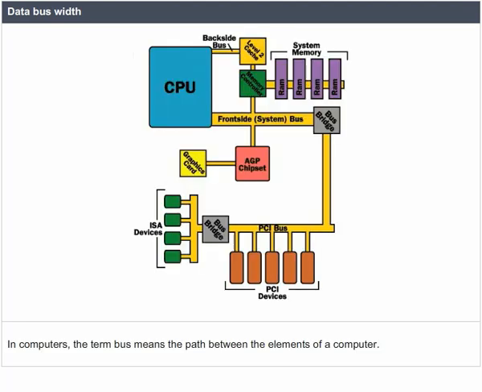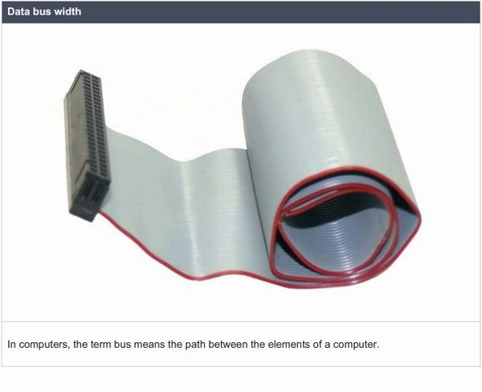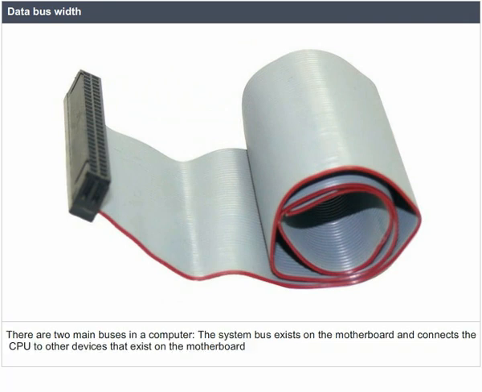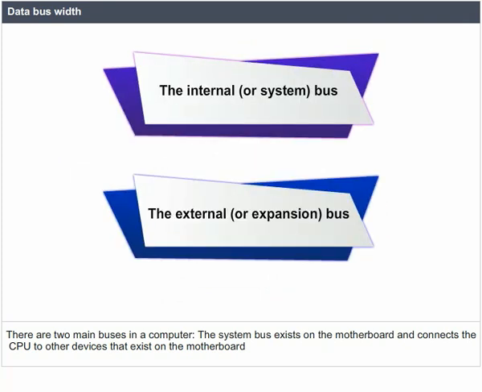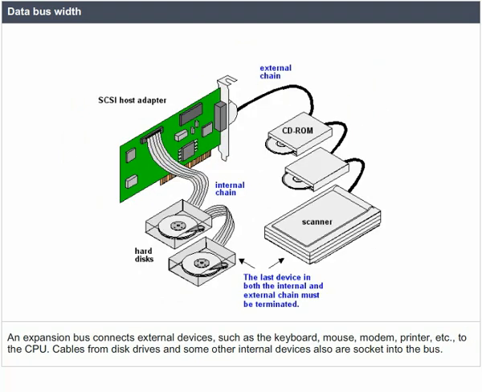Data bus width. In computers, the term bus means a path between the elements of a computer. There are two main buses in a computer: the internal or system bus, and the external or expansion bus. The system bus exists on the motherboard and connects the CPU to other devices that exist on the motherboard. An expansion bus connects external devices such as a keyboard, mouse, modem, printer, etc. to the CPU. Cables from disk drives and some of the internal devices also are socketed into the bus.